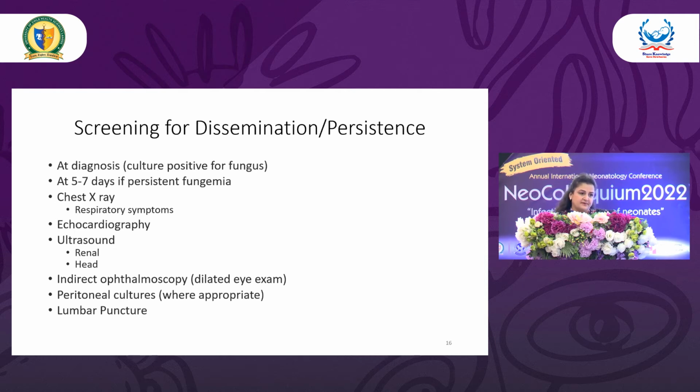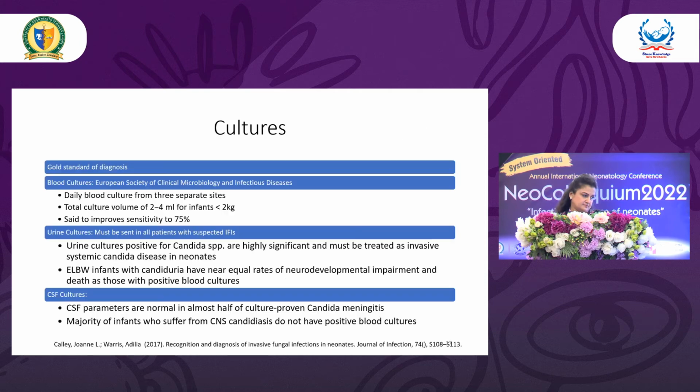Indirect ophthalmoscopy with the dilated eye exam is very important. And if there is any necrotizing enterocolitis, history of peritoneal dialysis or a peritoneal tube, then we must send peritoneal cultures as well. And lumbar puncture should be done in all children in whom invasive candidiasis or any invasive fungal infection is suspected.